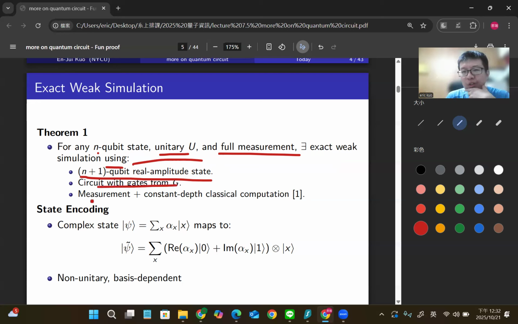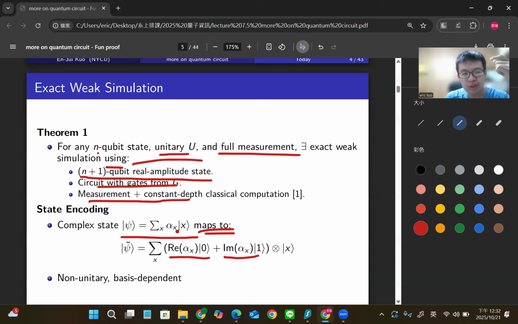Okay, so this is the proof, and this is the statement. And basically, all the constant-depth measurements can also be done using real amplitudes. The proof is interesting. We start with any complex state, right? Let's say psi equals the sum over x of alpha x, x. So we need to use n plus 1 qubits, one extra, right? So we can write alpha x into real and imaginary parts. We use 0 as the real axis, and 1 as the imaginary axis.